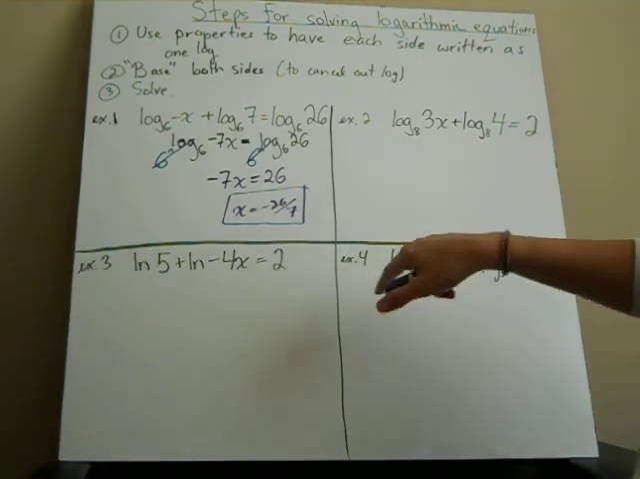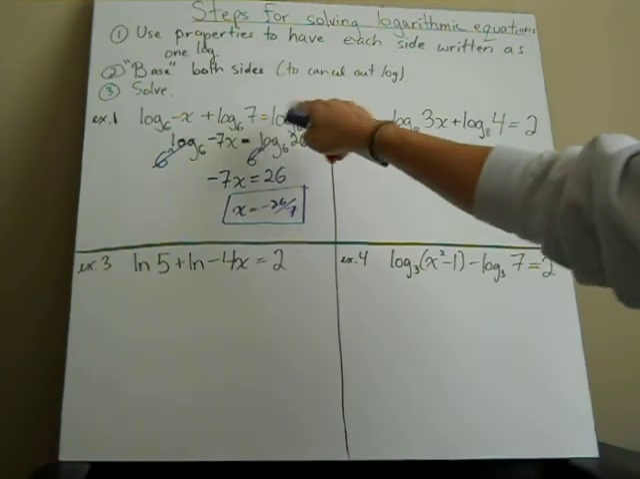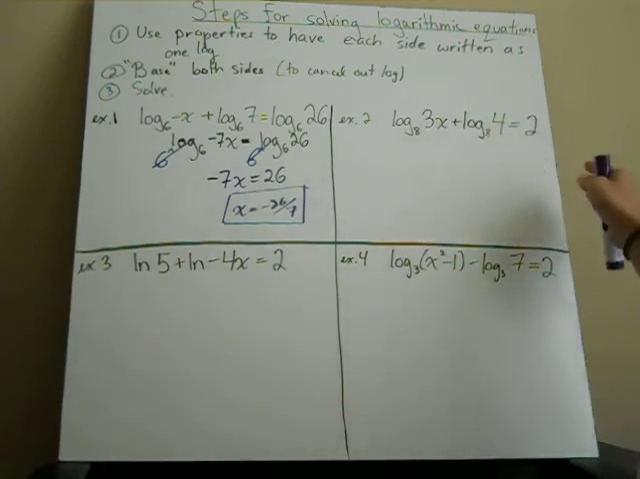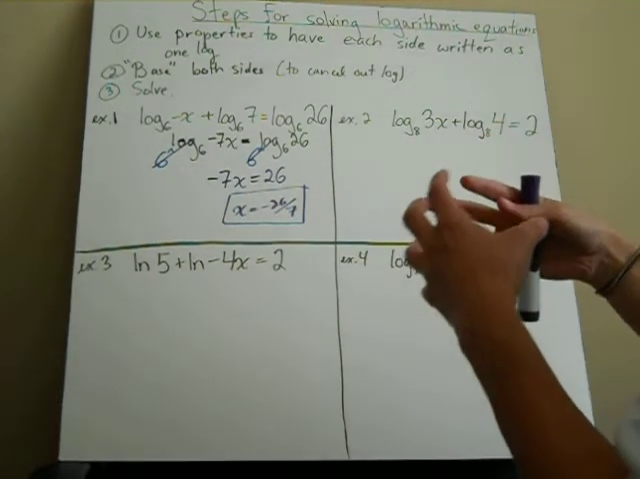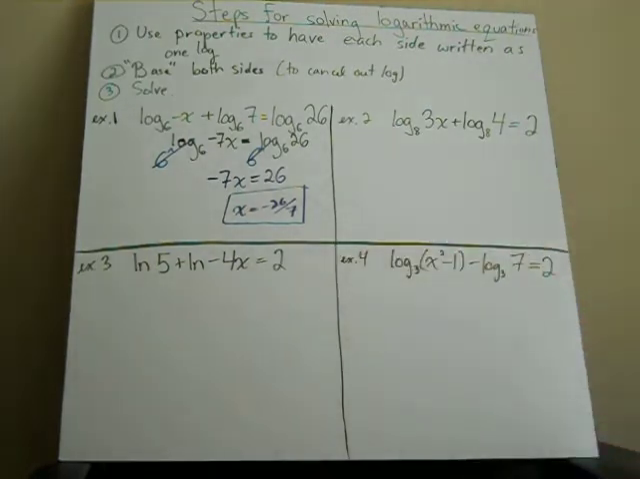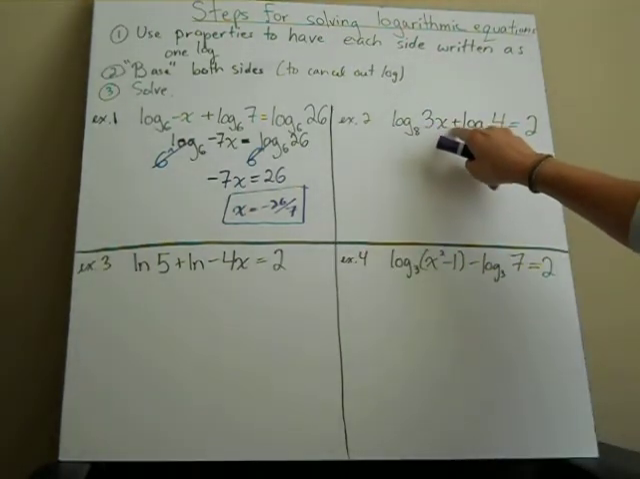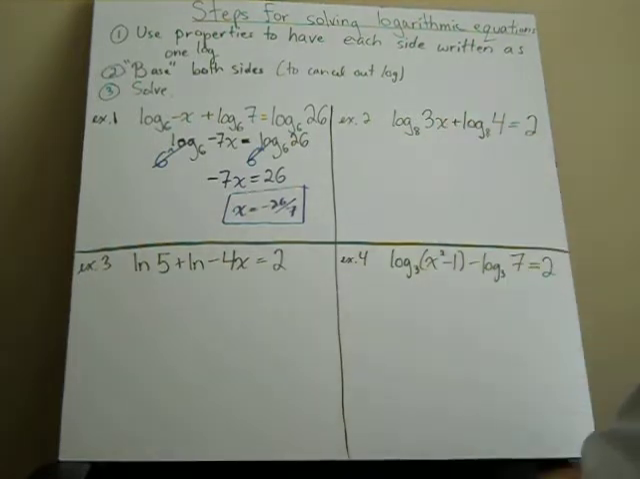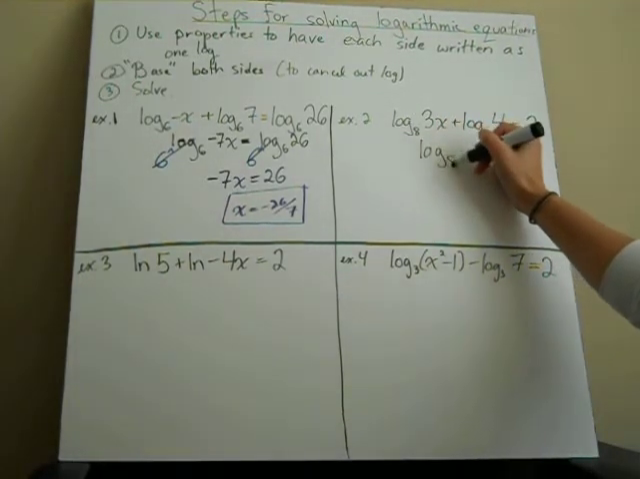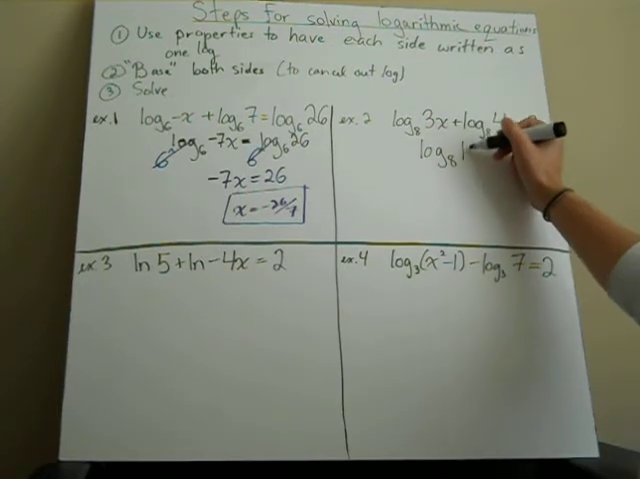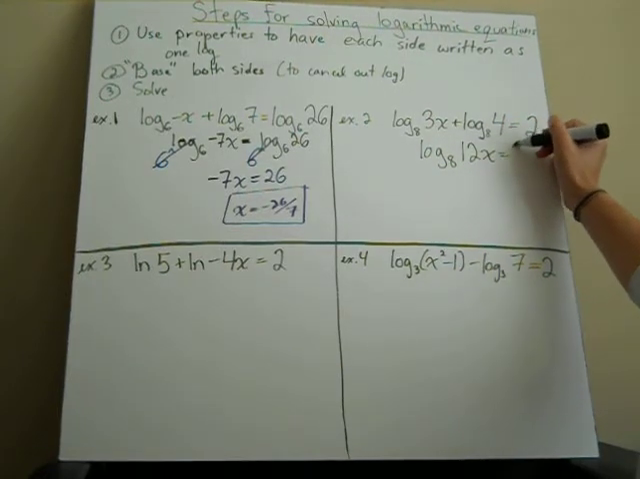Example 2 is a little bit different. Example 1, you had logs on all sides. Here, you don't. But you still have 2 logs on one side, so you still need to condense it before you can base it. So your first step is to use the properties. Again, since we're adding here, that means we can multiply these. So that means it'll be log base 8 of 12x is equal to 2.